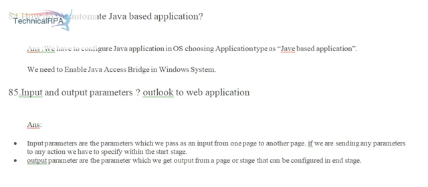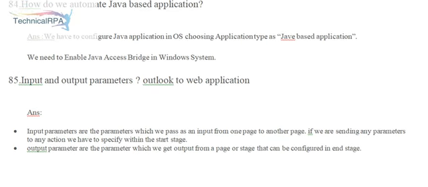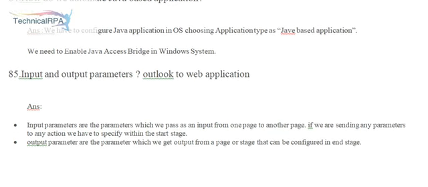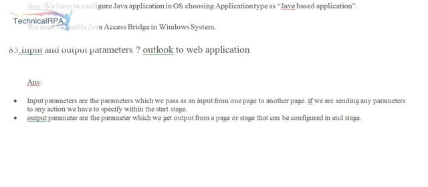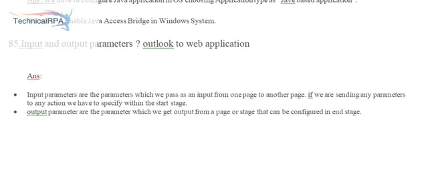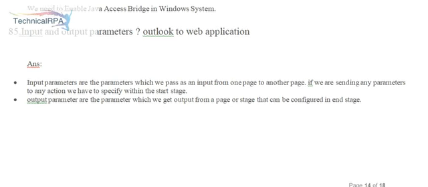83. How do we automate a web application? We have to configure it in Object Studio choosing application type as browser-based application. We use HTML mode to identify the elements. 84. How do we automate a Java-based application? We have to configure the Java application in Object Studio choosing application type as Java-based application. We need to enable Java Access Bridge in the Windows system.